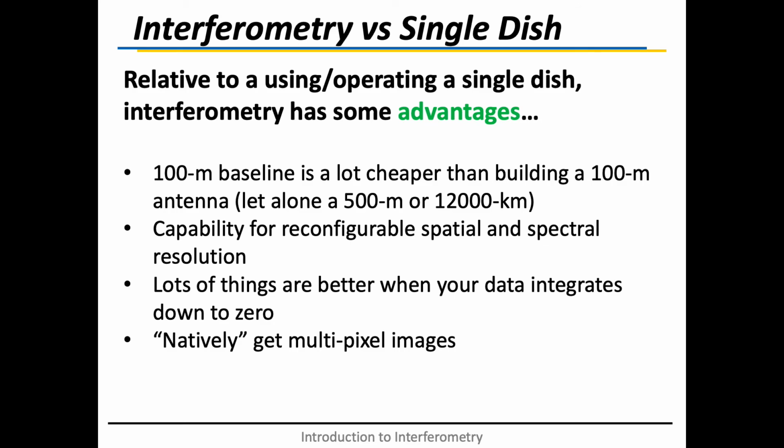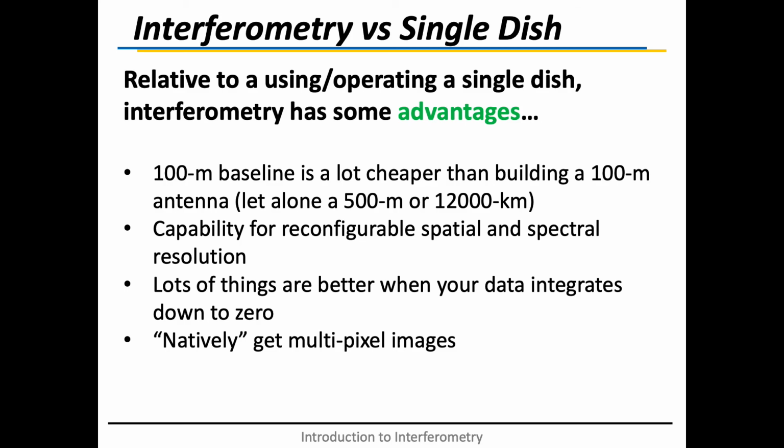There are some really cool, fantastic advantages to interferometry versus what you can think of as our counterpoint to interferometry, which is single dish observing. The first of which is that you can build very high resolution instruments with an interferometer a lot cheaper than you can with a single dish. In order to get the resolution of a 100-meter baseline with a single dish, you have to build a 100-meter antenna, and that's very difficult to do.